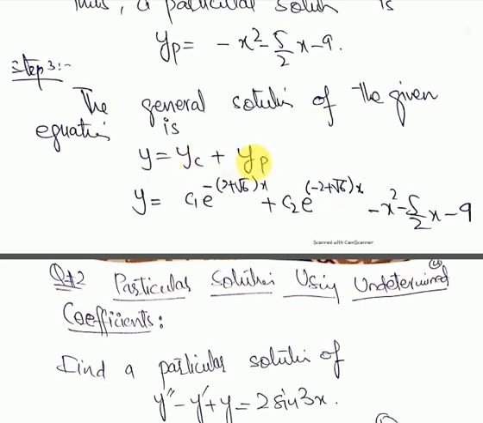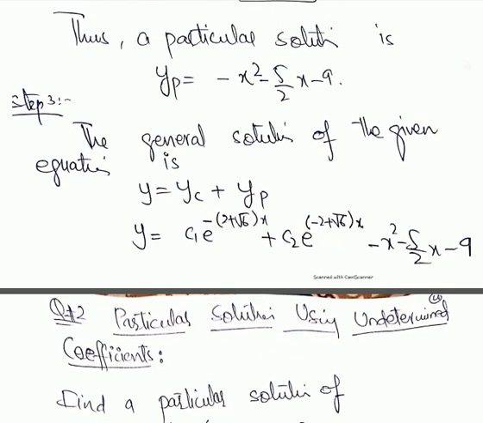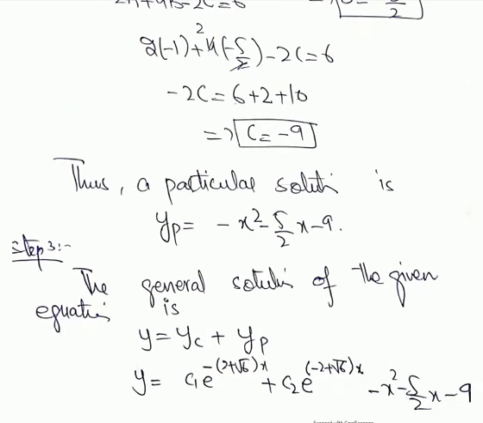Now put the values of yc and yp in the equation, which gives y is equal to c1 e raised to power (minus 2 plus under root 6) whole x, plus c2 e raised to power (minus 2 minus under root 6) whole x, plus this yp term, minus x square minus 5 by 2 x minus 9. So this is the general solution of the given differential equation.